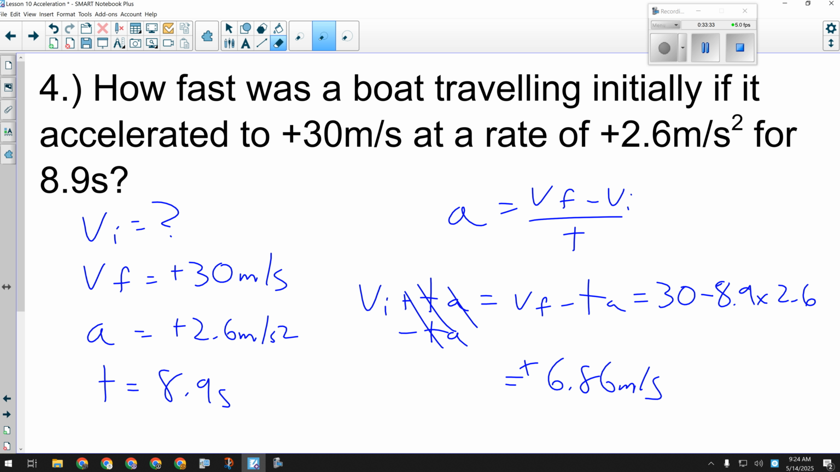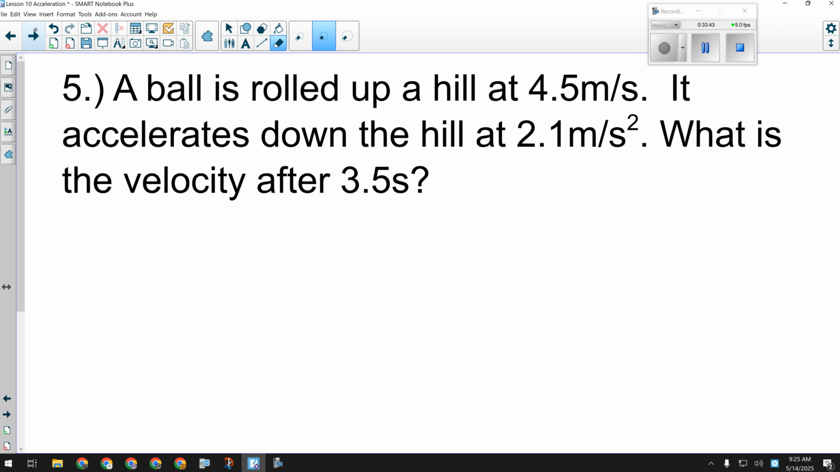Okay, questions on that one? That's the trickiest manipulation of the formula, hands down. Okay. All right, now I've got another one here. This one does have a vector trick. Okay, so pay attention to direction on this one.